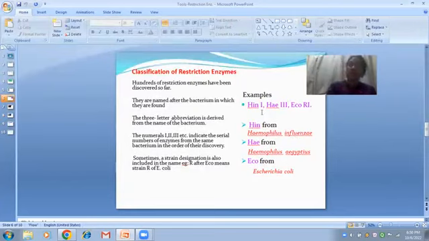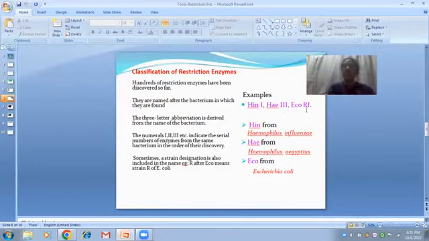One means the first enzyme which was discovered from this bacterium. Like that, HaeIII means the first letter is Haemophilus, AE is the species name, and the third means this is the third enzyme. Already 2 enzymes were discovered from this species. This is the third enzyme.